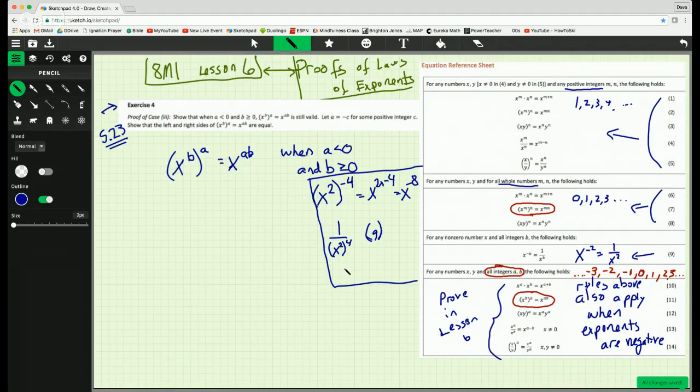And then we'd have to say, well, that's 1 over x to the 8th by, let's see, that's rule number 2, or rule number 7. And then you could say that that's equal to x to the negative 8 by rule number 9 again.